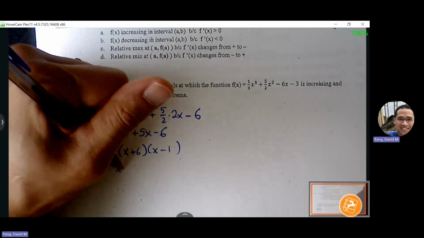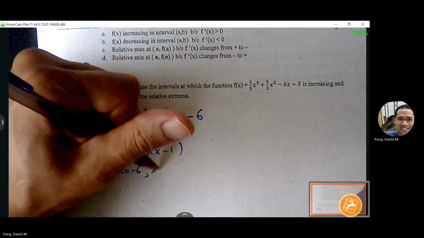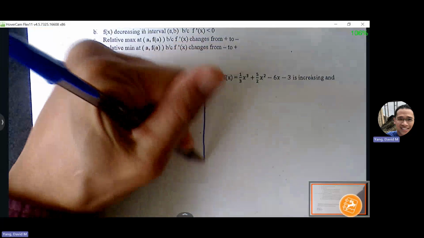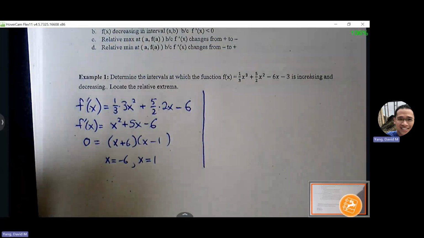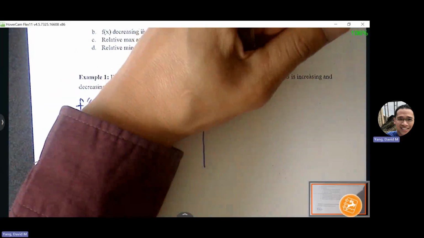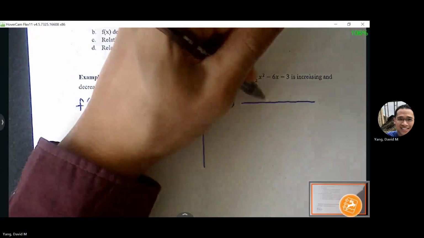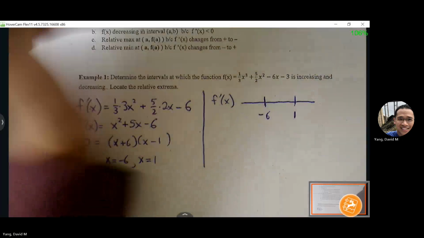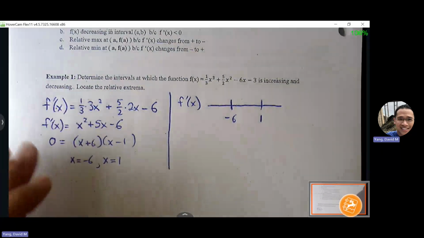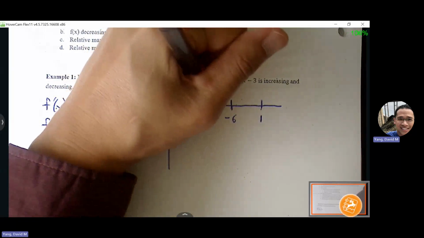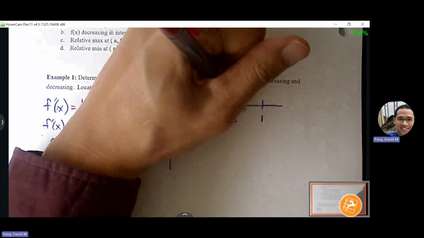Solve for x. Right, feels like the same thing that we're doing from particle motion, right? So now we're going to create a derivative sign line, place all of our critical points onto our derivative sign line. And we're now going to choose numbers in each subinterval to test. And the whole purpose of these numbers is just to figure out what the signs are.